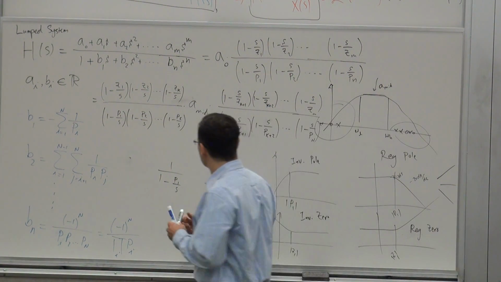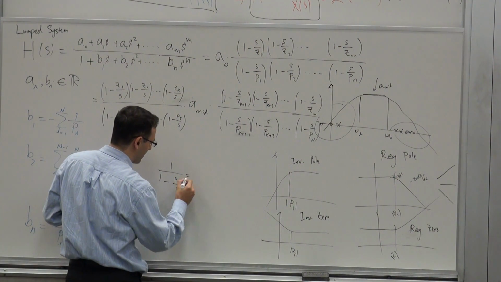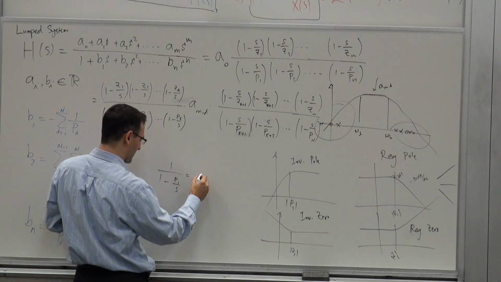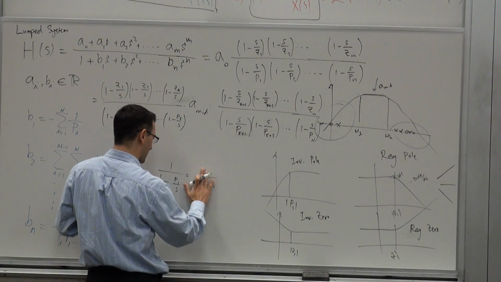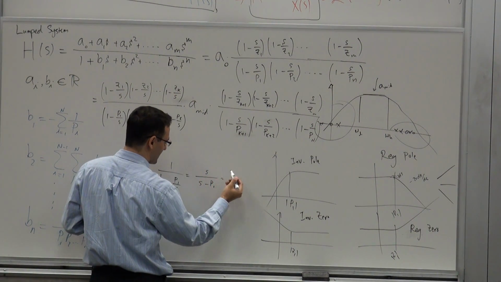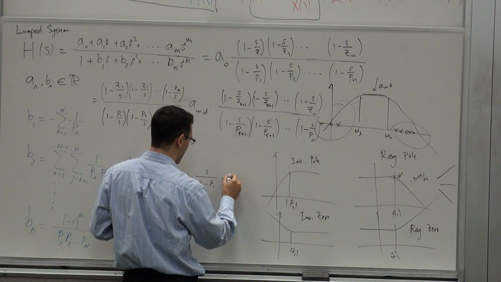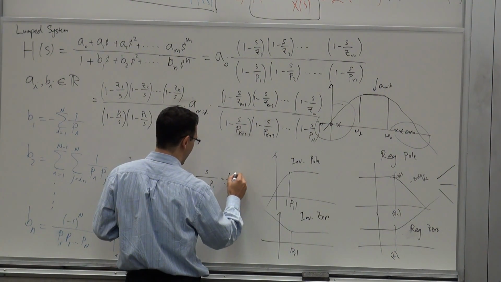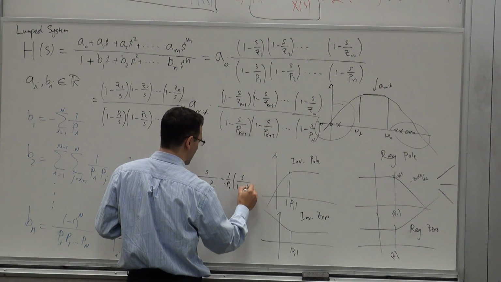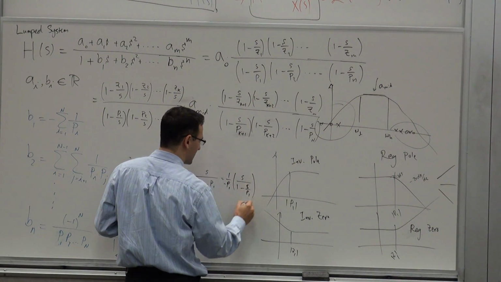Well, let's rewrite this in a different way. We can basically define a common denominator. So we can write that as 1 over S over P1, and then bring the S to the numerator. Basically I can just factor 1 over P1 or minus 1. What I have is S over 1 minus S over P1.